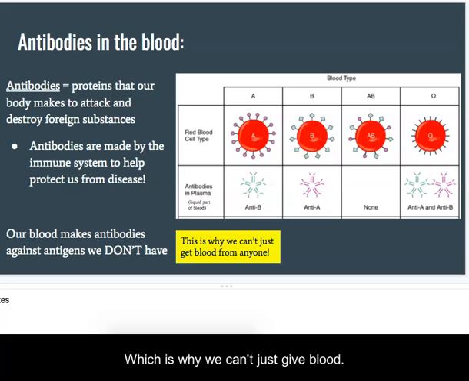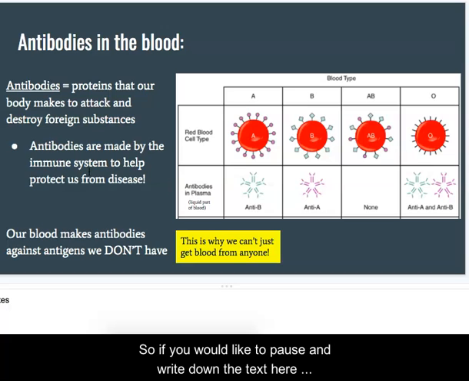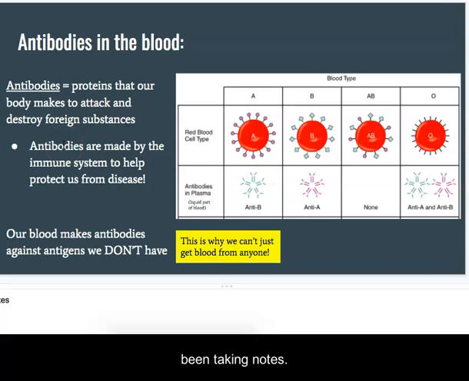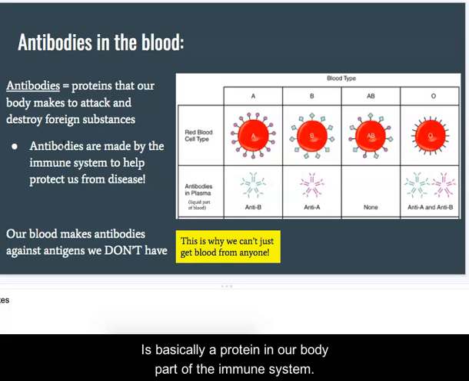Which is why we can't just give blood from anyone to anyone. We have these things called antibodies. If you would like to pause and write down the text here on the left, you totally can, underneath where you've been taking notes. But understand that an antibody is basically a protein in our body, part of the immune system, to help protect from disease, but they're running around monitoring.